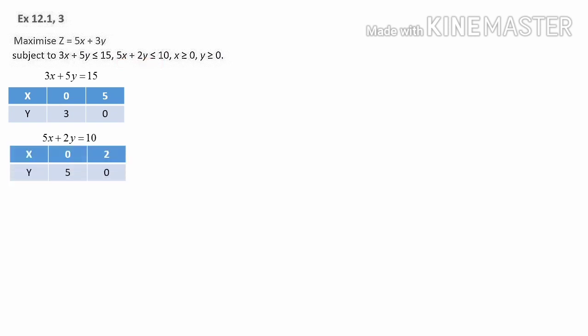Next we have to prepare 5x plus 2y equal to 10. X and y variables we have taken. As usual, we put x as 0, that is 2y is equal to 10, y is equal to 10 by 2, that is equal to 5. Next we put y as 0, that means this becomes 0. 5x is equal to 10, x is equal to 10 by 5, that is equal to 2.